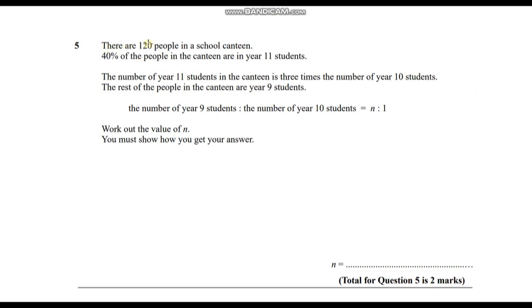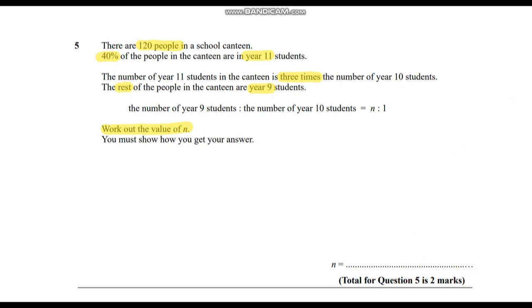Question 5. There are 120 people in the school canteen. 40% of the people in the canteen are Year 11 students. The number of Year 11 students in the canteen is 3 times the number of Year 10 students. The rest of the people in the canteen are Year 9 students. And we're also given the ratio. So the ratio of Year 9 students to Year 10 students is n to 1. Work out the value of n, and you must show how you get your answer.